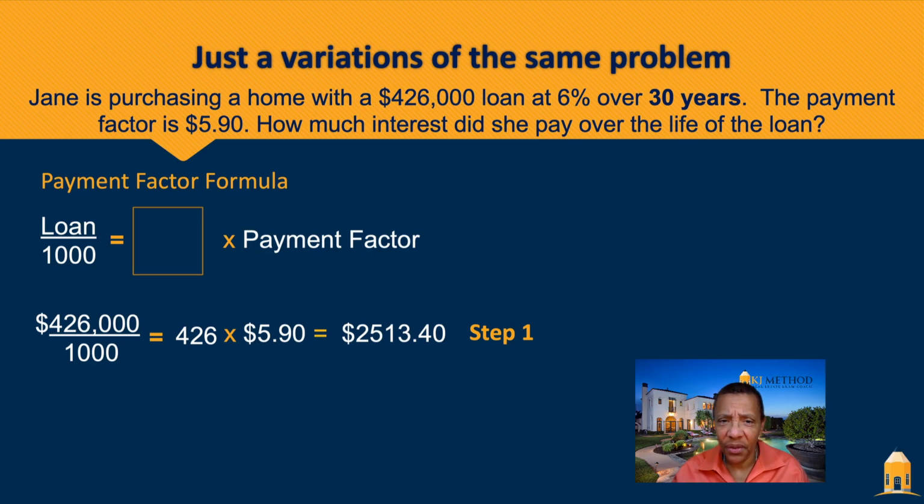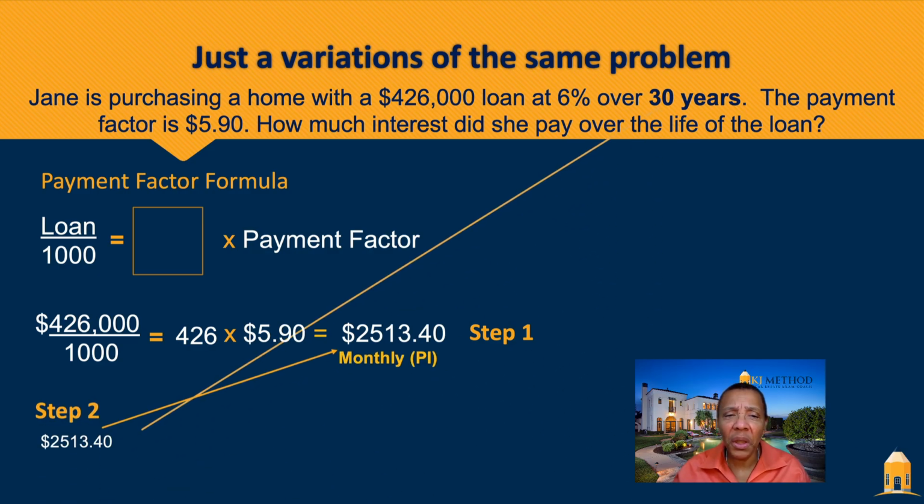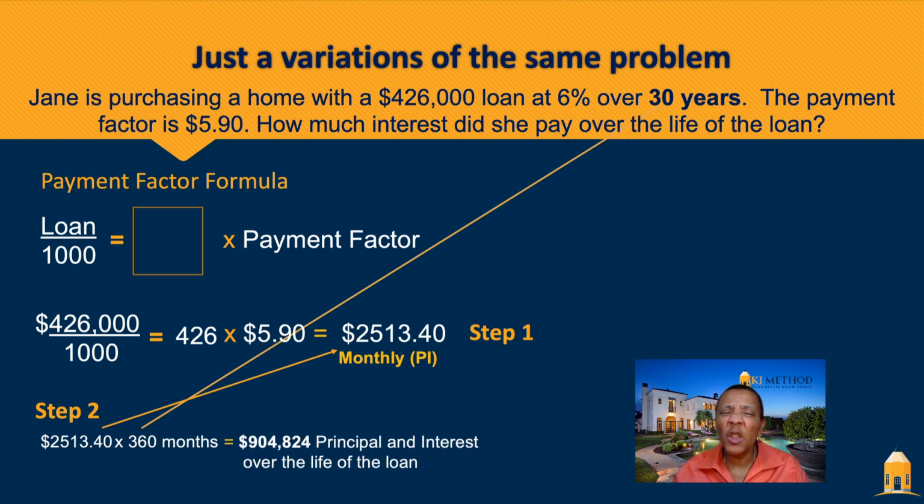How many years? 30 years. Well, let's figure out what the 30 years is. 30 years is 360 months. So 2,513 times 360 months will give us what she's paying: $904,824 in principal and interest over the life of the loan. Both principal and interest over the life of the loan.